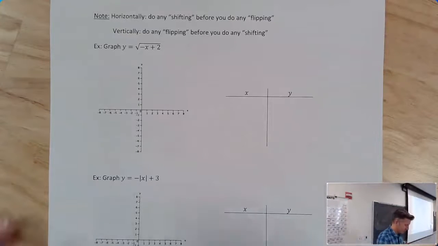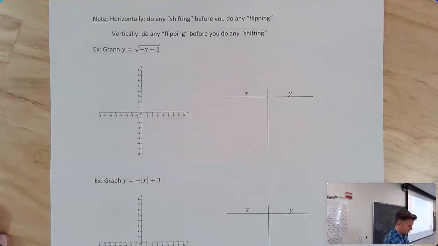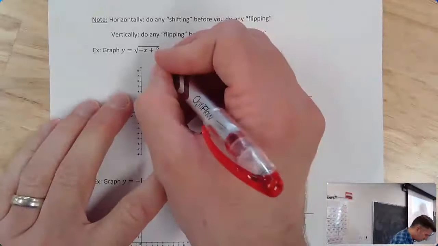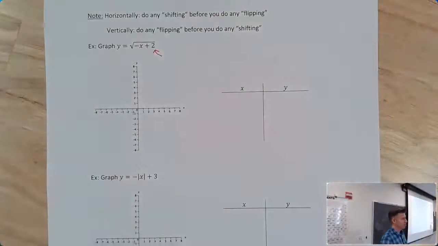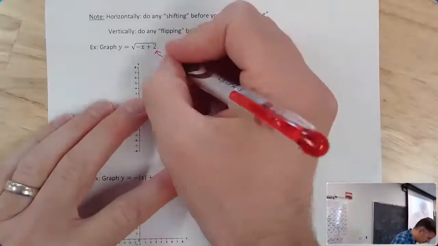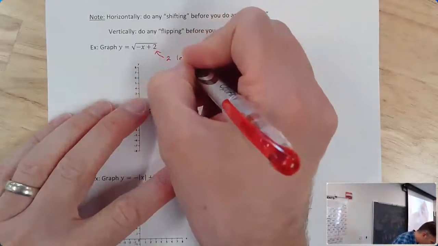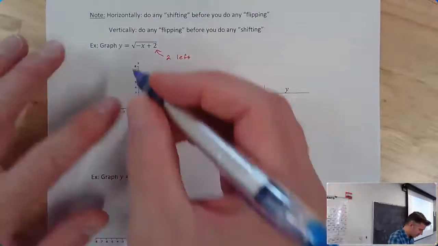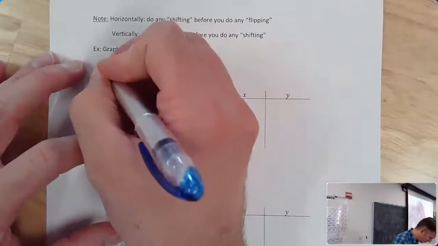For this graph here, if I want to graph y equal to the square root of negative x plus 2, I'm going to shift first, which may feel counterintuitive. But this plus 2 is going to shift me 2 to the left. That's going to shift me 2 left. And then this negative here is going to give me a horizontal flip.